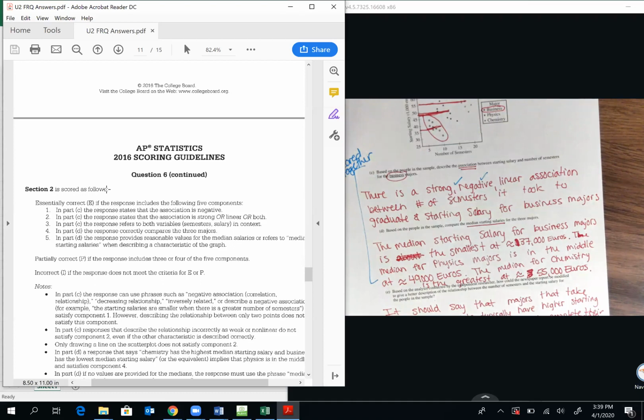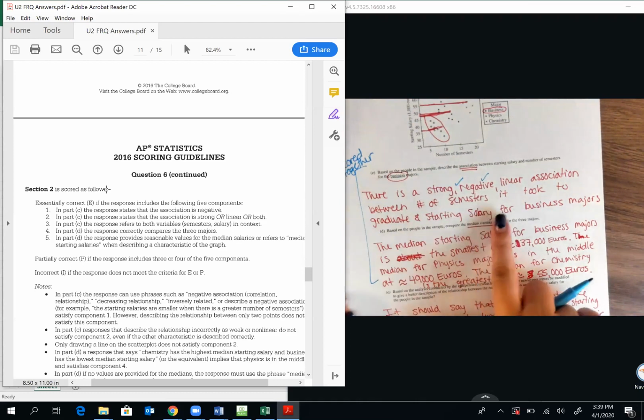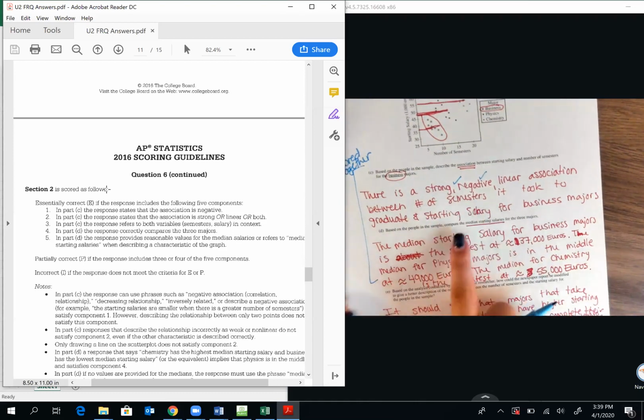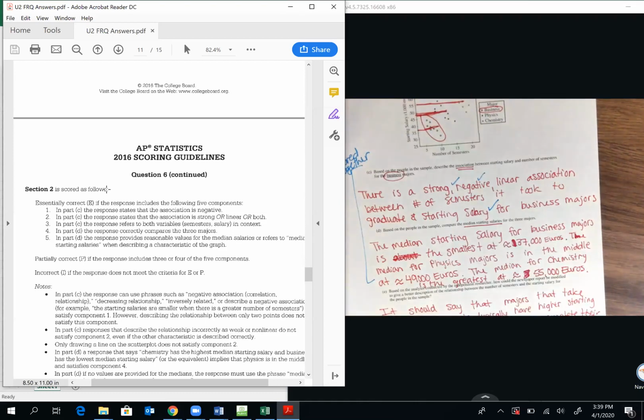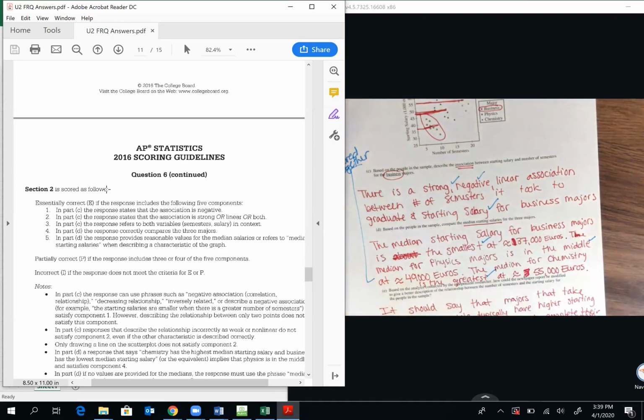In part C, the response refers to both variables in context. So I did both variables. I took number of semesters and starting salary. So I have both variables in context. So I have 3 out of the 5 so far. It's a good sign. In part D, the response correctly compares the 3 majors. So I did. I said smallest, middle, and greatest. So I'm comparing the 3.